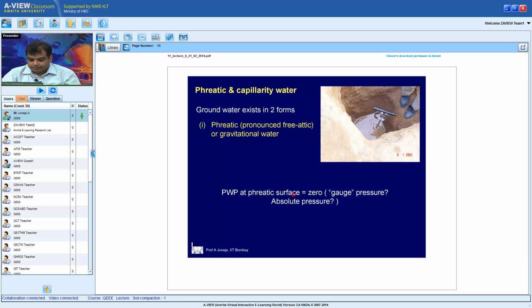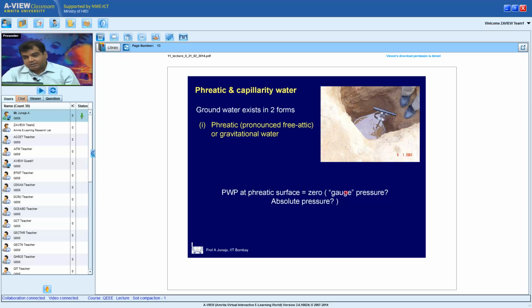Okay. At the phreatic surface, so we say pore water pressure. Usually when you read textbooks, you say pore water pressure at the phreatic surface is 0. So at this level, we say pore water pressure is 0. Now there is a rider to it. Do we mean the gauge pressure or the absolute pressure?